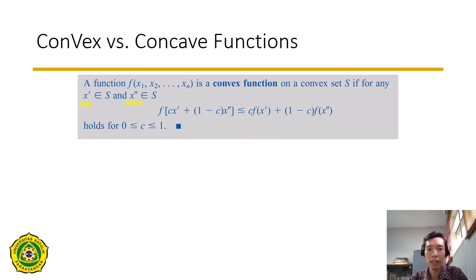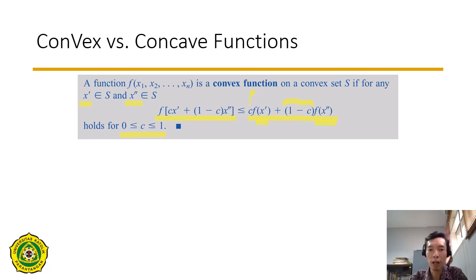And then we say this function is a convex function if it satisfies this, which means that the function value of that point itself is always smaller than or at least equal to the value of the linear combination of the function value of point x prime and the function value of the point x double prime. So we put these two things here, the constant c and the 1 minus c. Remember that c must be between 0 and 1, including 0, including 1.